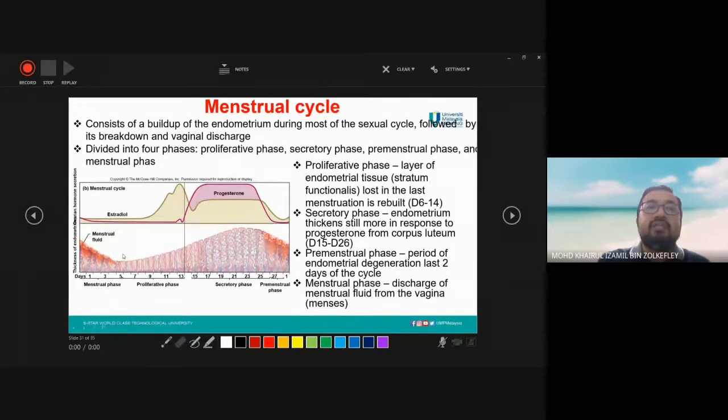Okay. Sebabkan ada secretion of hormone of estrogen here, estradiol. Okay. So bila benda ni kita kata dia expose to the estrogen punya hormone, proliferative phase tu berlaku lah. Dinding tu akan jadi tebal. Blood vessel pun akan sangat banyak lah dekat sini. And then secretory phase, ini dia ada cair fluid. Endometrium thickens still more in response to progesterone from corpus luteum.